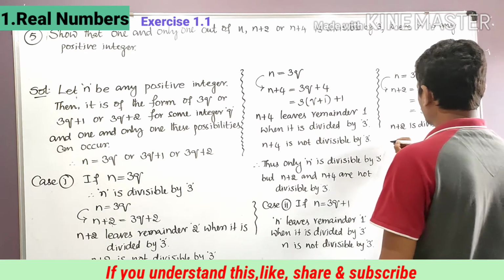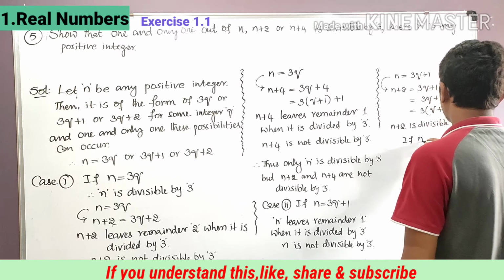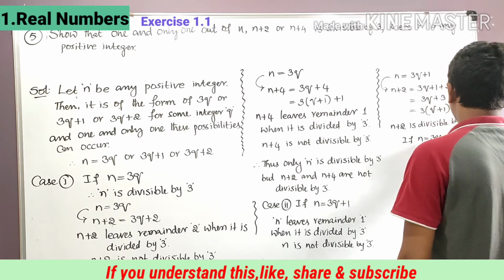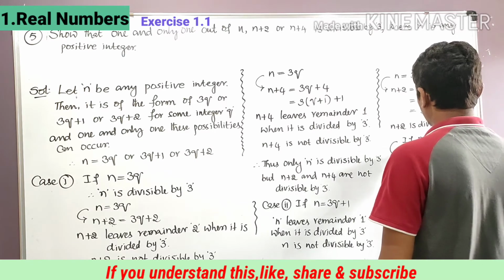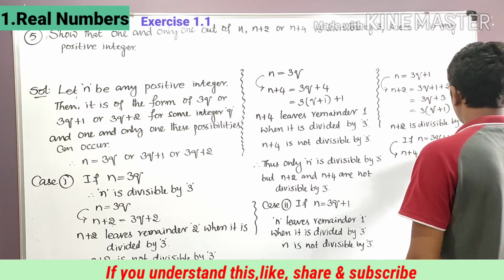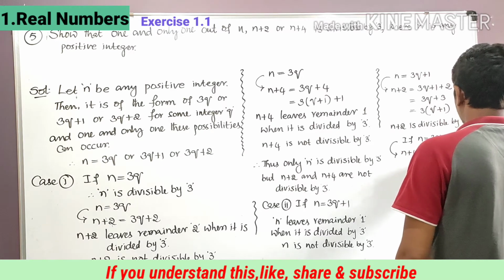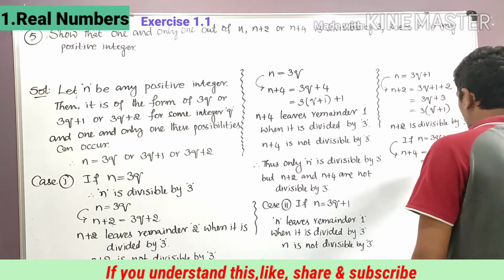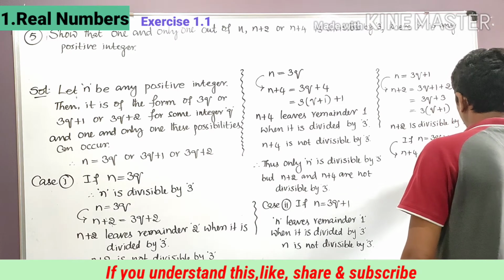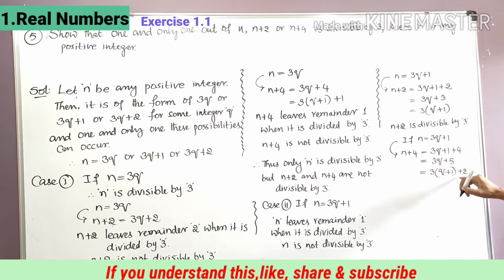So next, if n is equal to 3q plus 1, we have to check n plus 4. By adding 4 on both sides, student, n plus 4 is equal to 3q plus 1 plus 4, that is 3q plus 5. So we can write here 3 into q plus 1 plus 2. Student, 5 can be written as 3 plus 2. So if we take 3 as common, we get 3 into q plus 1 plus 2.